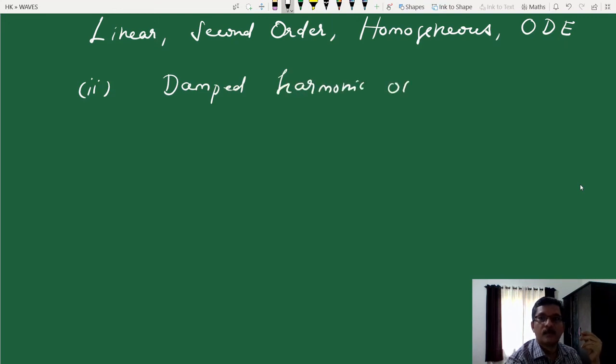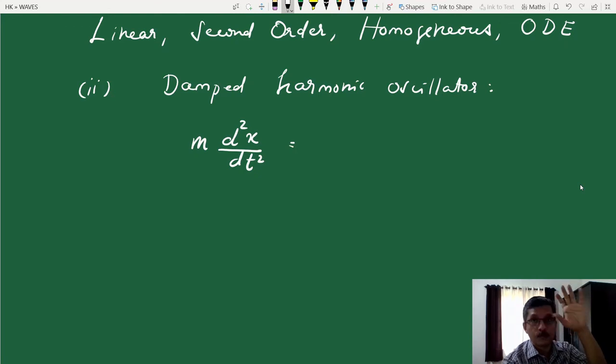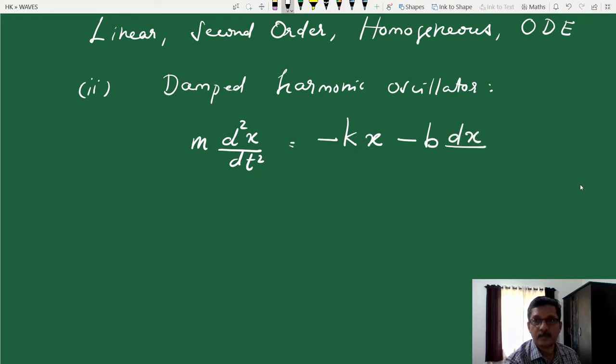What is the differential equation of a damped harmonic oscillator? In a damped harmonic oscillator, again the force, that is mass into acceleration, contains two forces. One is the restoring force, which is minus kx. The other is the damping force. This damping force is proportional to the velocity and it's opposite to the direction of velocity, so there is a minus sign, and the proportionality constant we have taken as b.